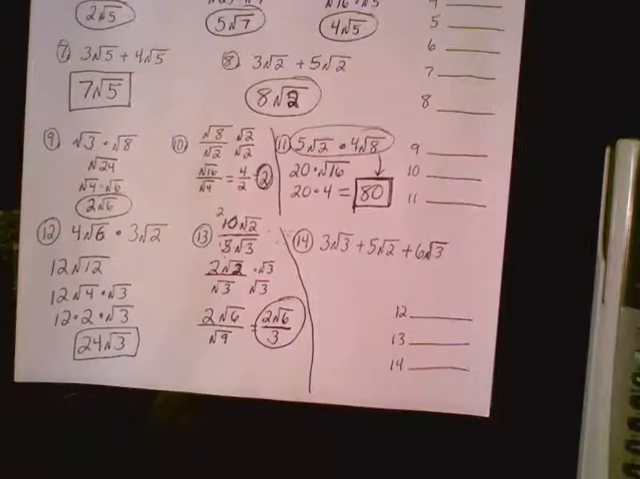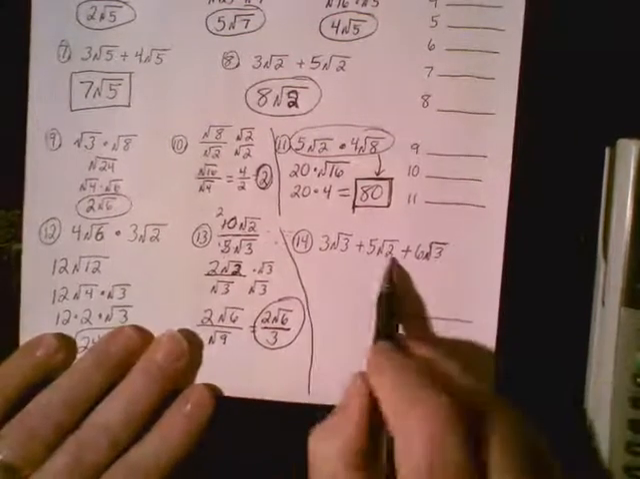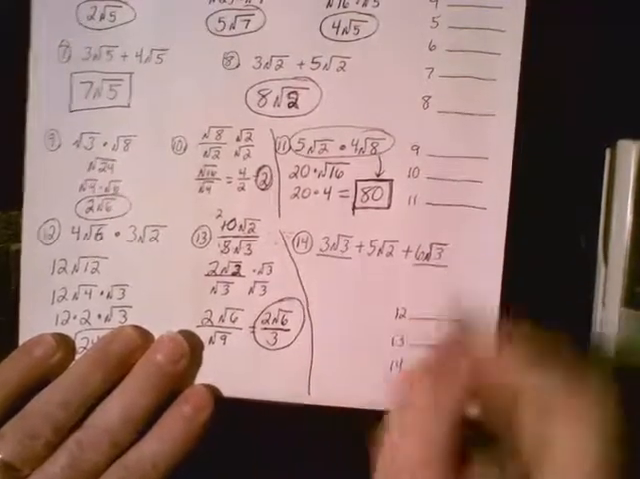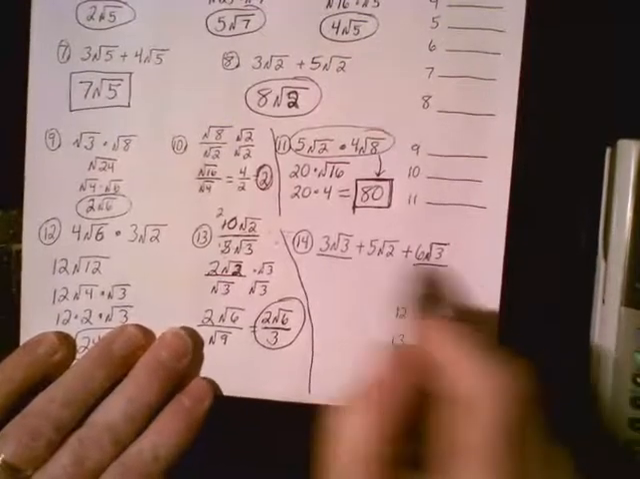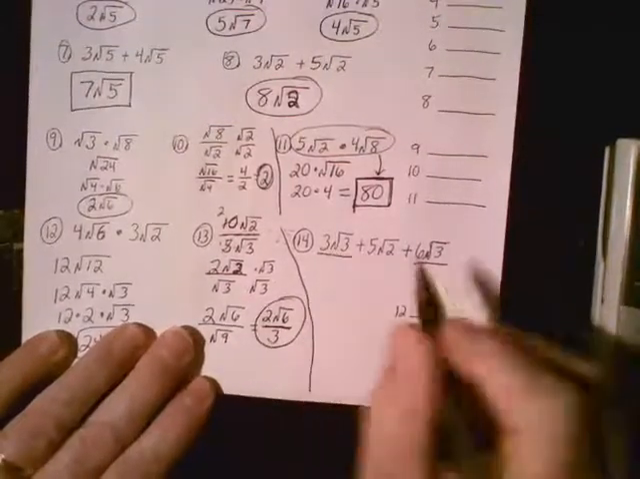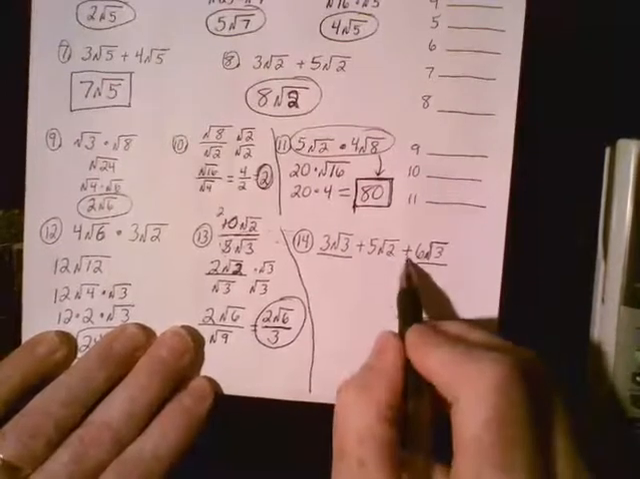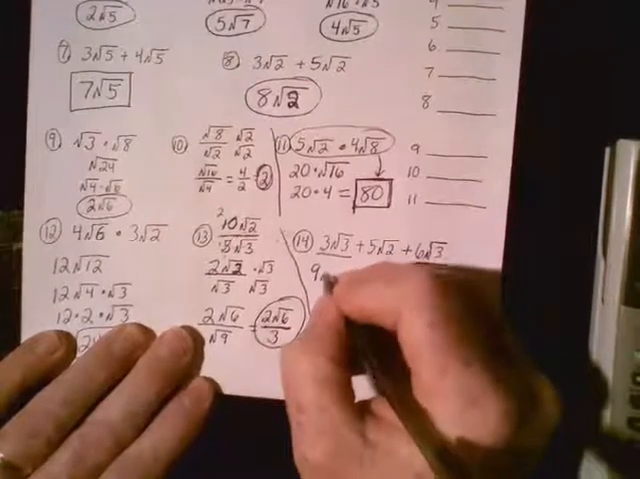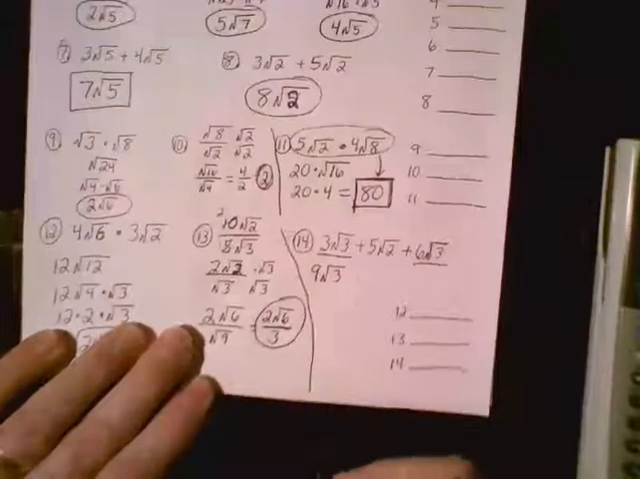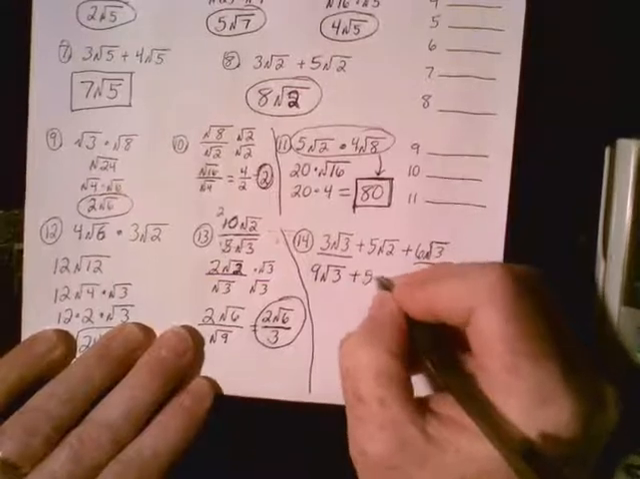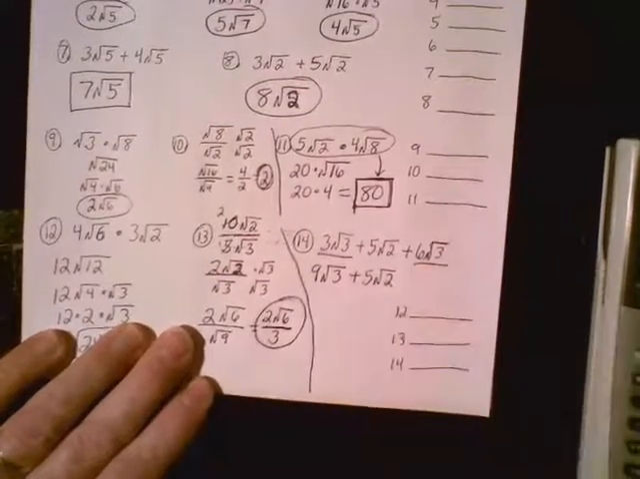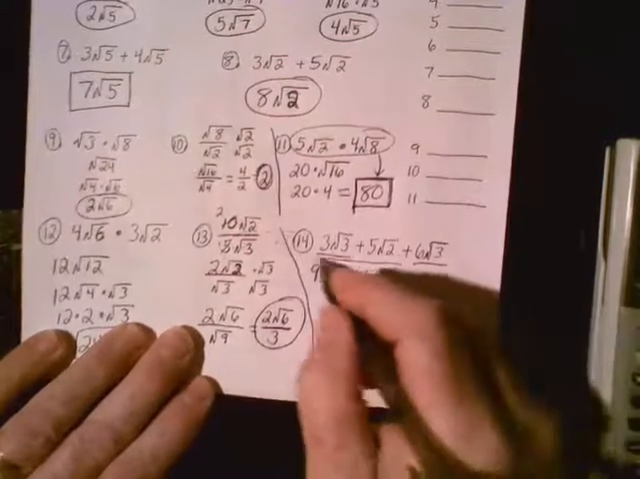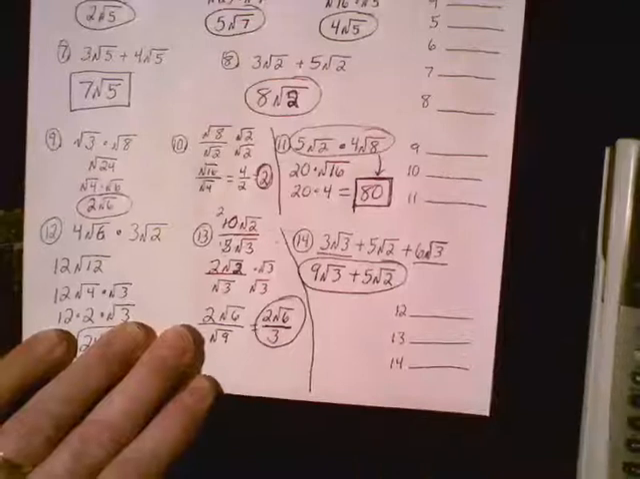The last one here, we look at all these and we notice that this one has a radical 3 and this one has a radical 3, so they are like terms, so we can put them together, and all we do is take the coefficients and either add or subtract them. This time we're adding, so 3 plus 6 is 9, and the radical 3, the square root of 3, stays the same, plus 5 times the square root of 2. We can't do anything to these. You can't put them together because they're not like terms. So that's your simplified answer.